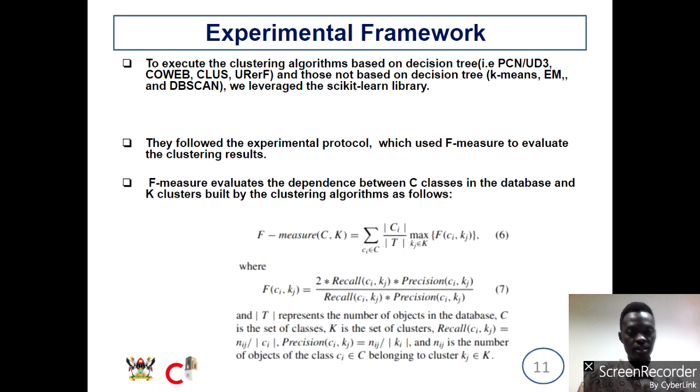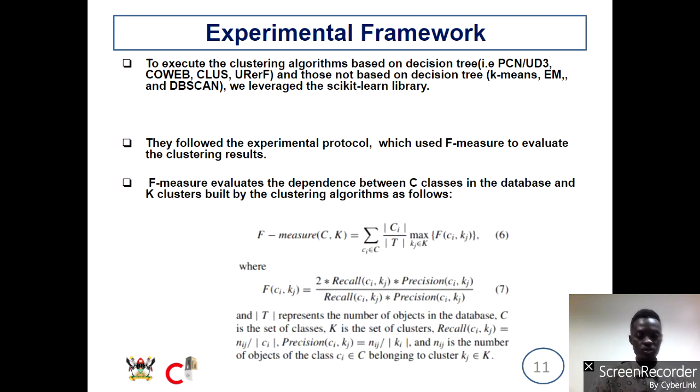And of course, they were leveraging the scikit-learn library. It was the one that was used, and of course, there are different other protocols, depending on the clustering algorithm that you're going to execute. But for this particular one, we use the experimental protocol, which is F-measure, to evaluate the cluster results.